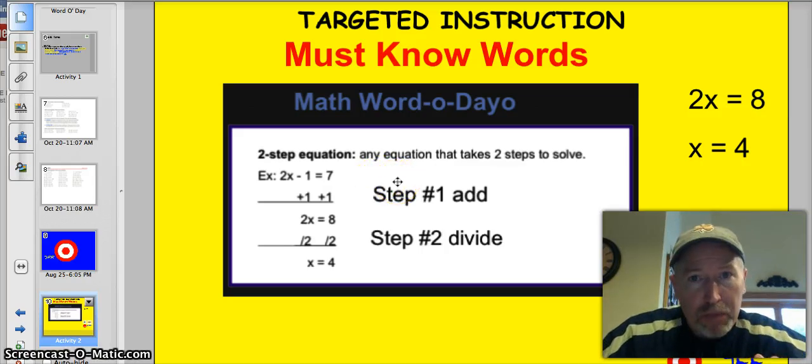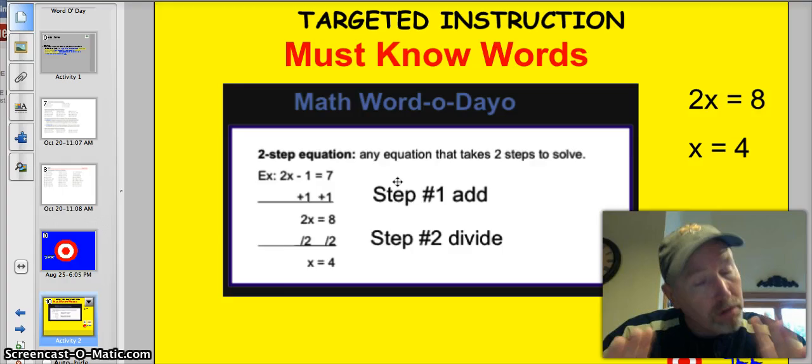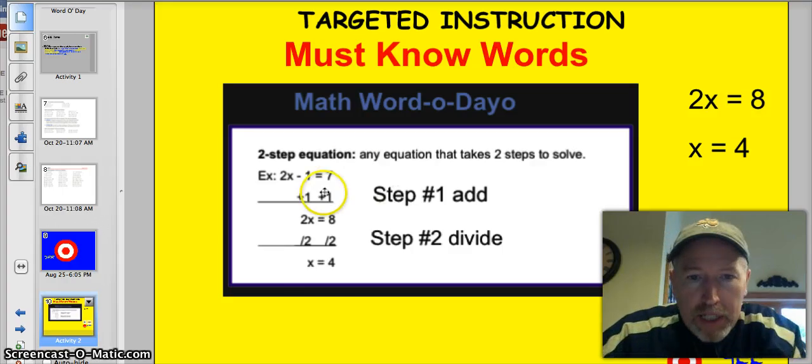Hang on to your seats. It's pretty complicated. Any equation that takes two steps to solve. I made that up myself. I know, it's pretty amazing.